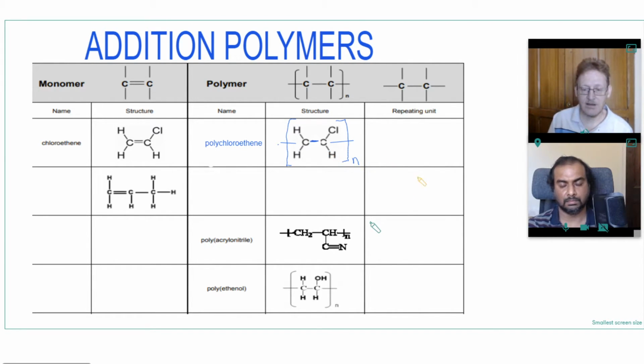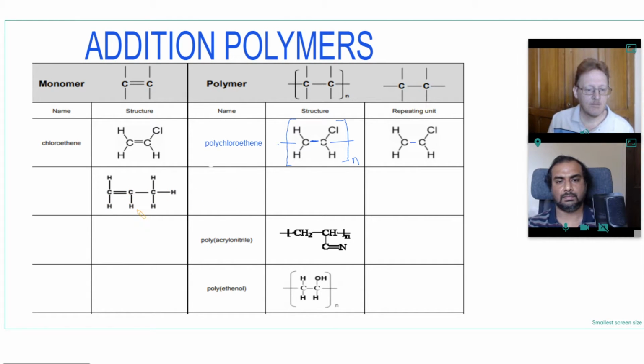And the repeating unit there is just what's in our bracket for the polymer, because it's that bracket that's repeating along the chain of the polymer. So that with a single bond is our repeating unit for polychloroethene. Okay, and even though our polymers now have single bonds, they're not alkenes, but we name them after the alkene they form from. So it is still called polychloroethene, even though there's no double bonds.